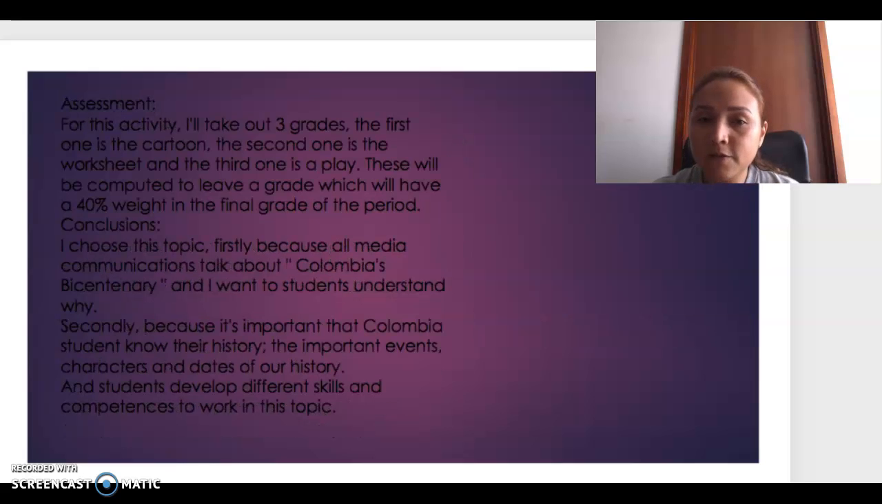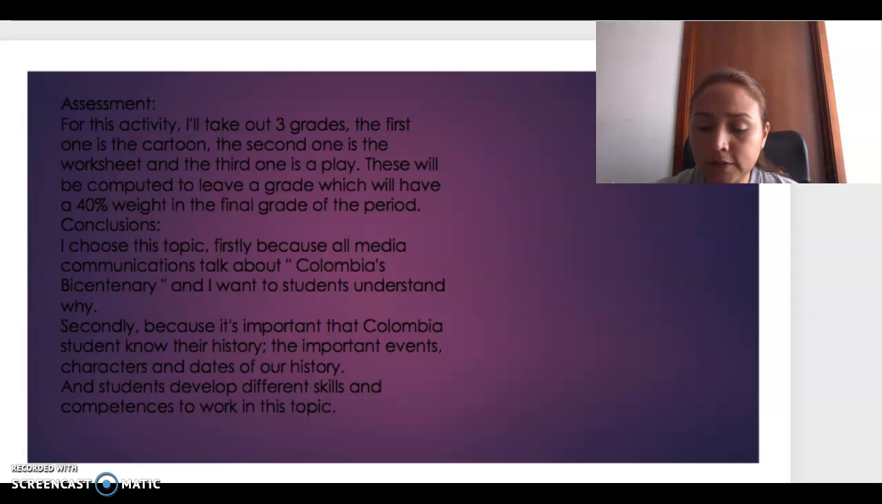For assessment, for this topic, I will evaluate everything. The first score is for the cartoon. The second one is the worksheet. I give a score. And the last one is the play. I give a score.